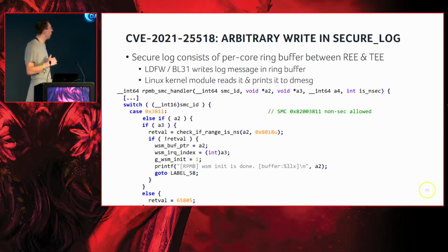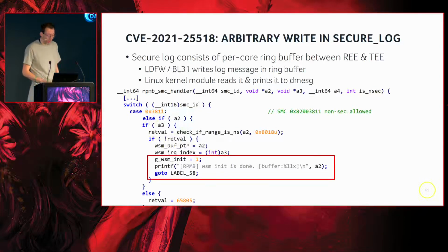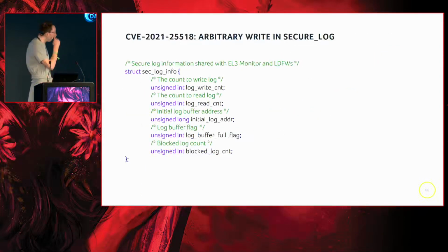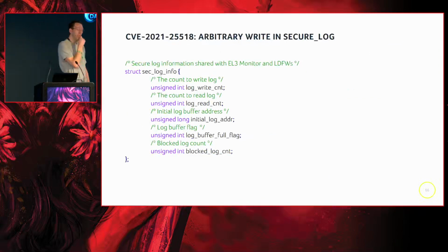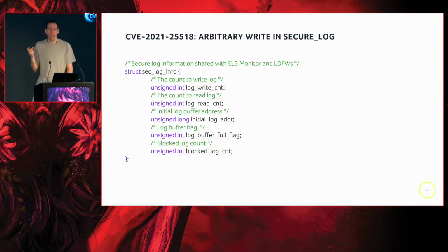So we have here our SMC handler, we register our message, and we call, well, we have called it printf. We have no idea how this function is originally called. What is shared in our ring buffer is defined by this structure. And what we have is basically a write counter, a read counter, a base address, and two flags.